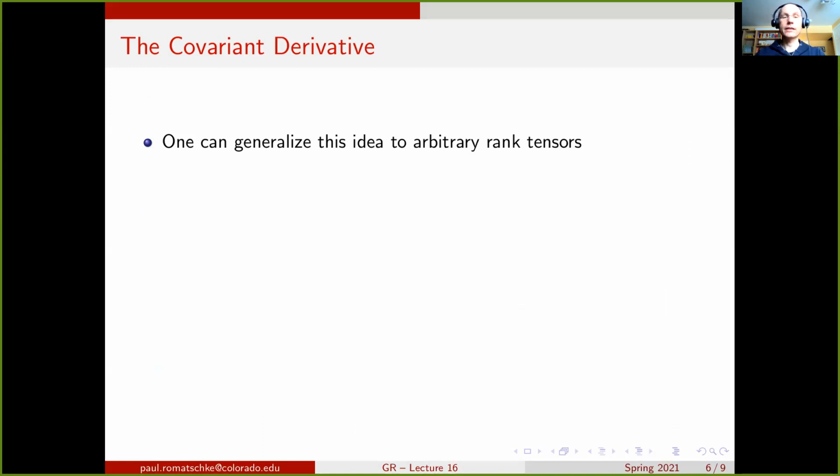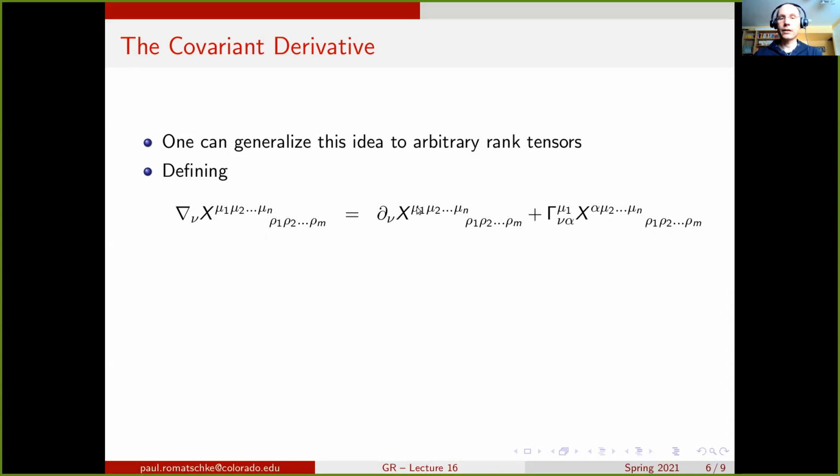It turns out we can generalize this idea to arbitrary rank tensors. So if we have an arbitrary rank tensor, we call it X. It has n upstairs indices and m downstairs indices. And we want to take the covariant derivative with respect to nu of that thing. Then we define the covariant derivative of this arbitrary rank tensor through the following definition. We have a usual derivative with the same index acting on the tensor. And then for each upstairs index, we add a Christoffel symbol that has this index. We replace this particular index by a new index alpha.